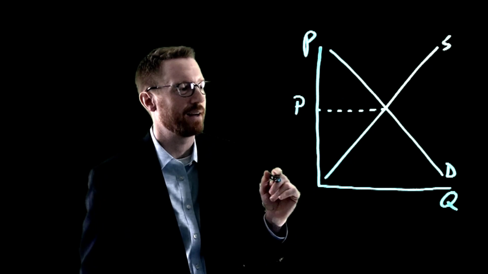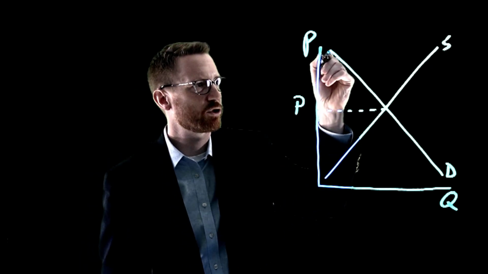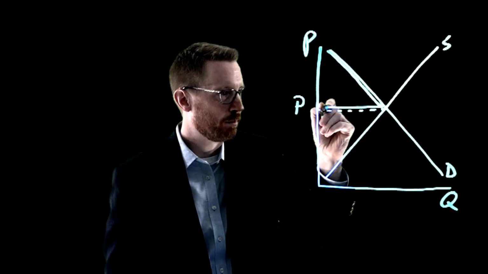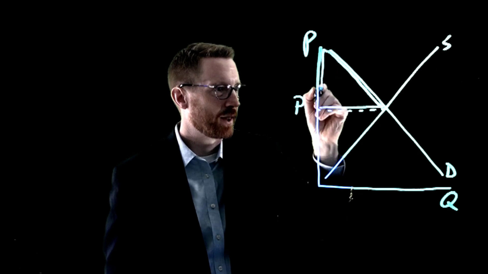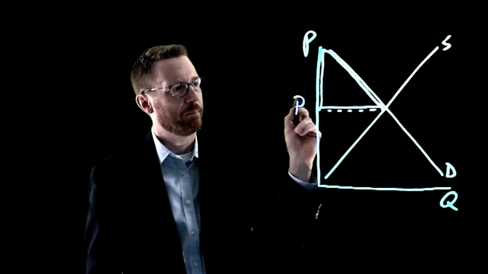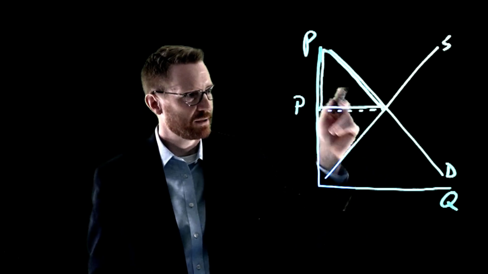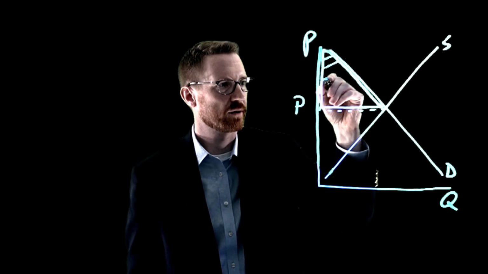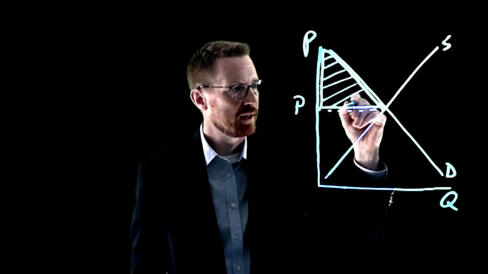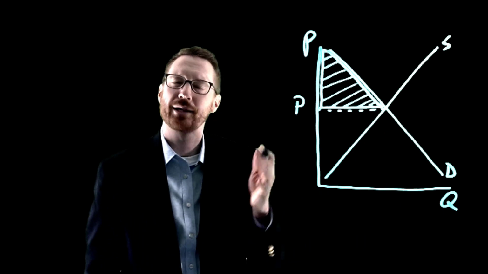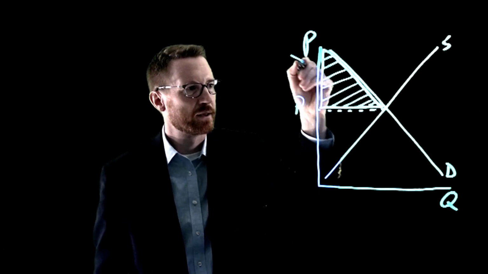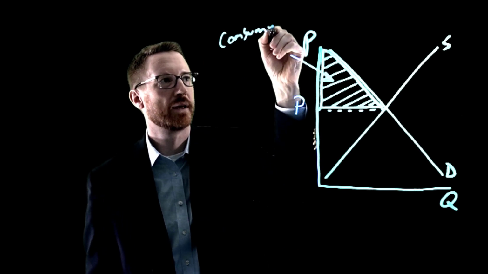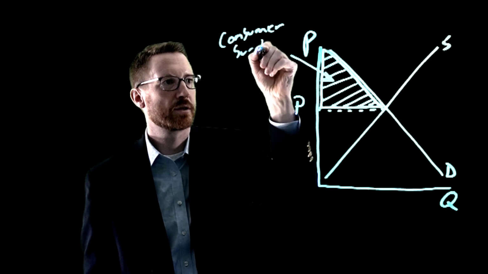So we can see that in our supply and demand diagram as this triangle, below the demand curve and above the price. That's our difference in what buyers are willing to pay, represented by the demand curve, and how much they actually pay, the price. So this whole triangle, these are the gains from trade that make the buyers smile. This triangle is what's referred to as consumer surplus.